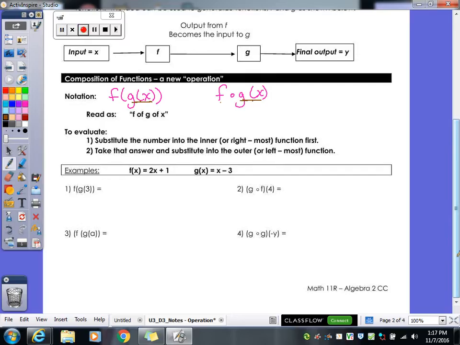So our first one says f of g of 3. So I'm going to start with the middle part and take the g function and plug in a 3 of it. I got to find g of 3. So if I look up here, here's my g function. So I plug a 3 in for my x, so I get 3 minus 3, which gives us what? 0. So now I'm going to take that 0, and I'm going to plug that into my f function. So that'd be 2 times 0 plus 1. Which, what does that give us? 1. So that's our final answer.